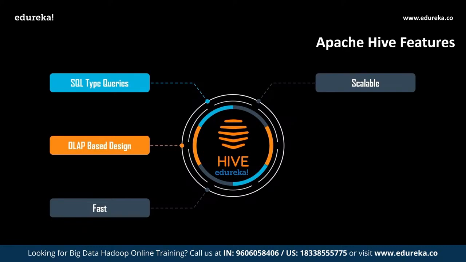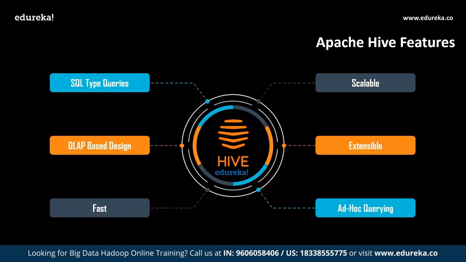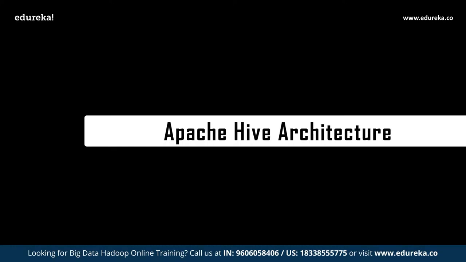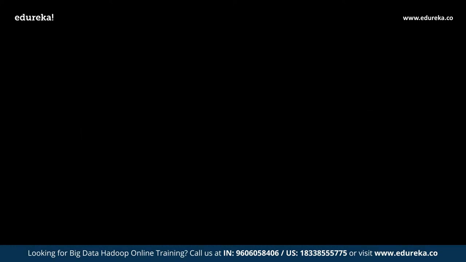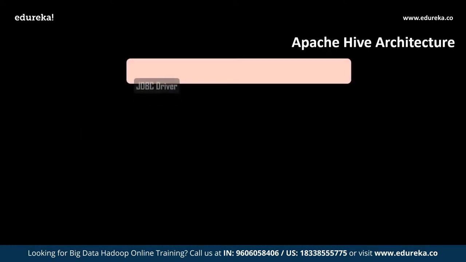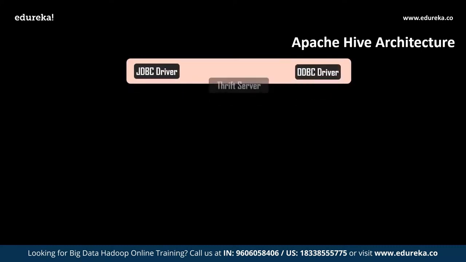Followed by that, it is known to be highly extensible. Apache Hive uses Hadoop file system, and Hadoop file systems or HDFS provides horizontal extensibility. And finally, the ad hoc querying. Using Hive, we can execute ad hoc querying to analyze and predict data. So these were the few important features of Apache Hive. Let us move on to our next topic, where we deal with Apache Hive architecture. The following architecture explains the flow of submission of query into Hive.